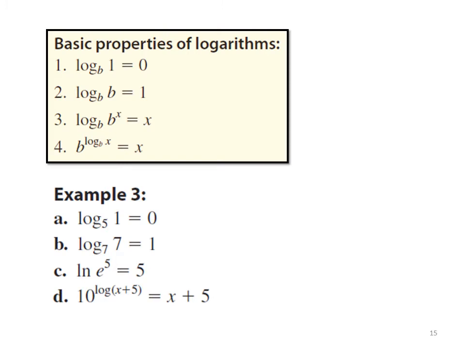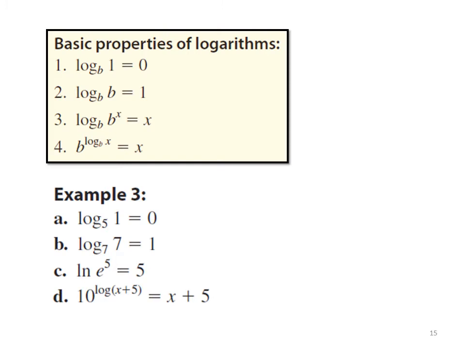Number 4 also follows from the fact that the two functions are inverses. If you apply the log function first and then the exponential function, that is, b raised to the power log x to the base b, it will also give you x. Properties 3 and 4 follow from the fact that the exponential and the logarithmic function to the same base are inverses of each other.